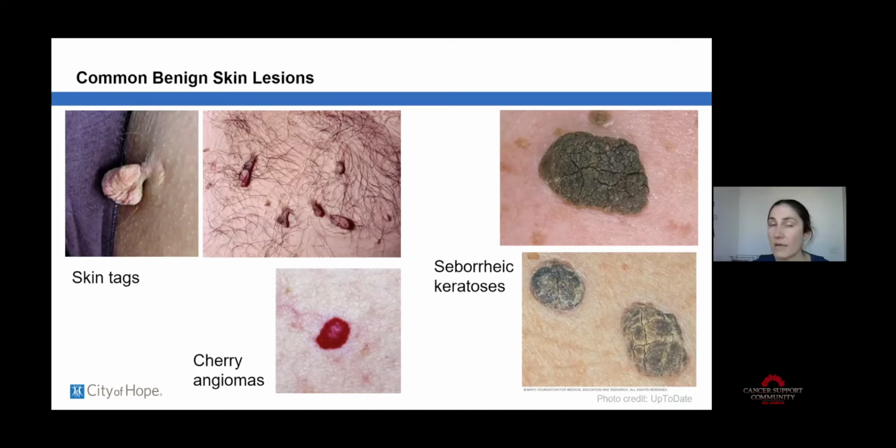And seborrheic keratoses, these are kind of stuck-on lesions. Some people might call them barnacles. They're something that can happen over time with aging, and can also be related to sun exposure, but not a malignancy, not a cancer, and not anything to worry about. They can grow with time, but if you had a spot that you thought might be this, or you're just concerned about it because it's changing, then it's good to see your dermatologist or your family doctor to have it looked at and see if there's anything of concern there.